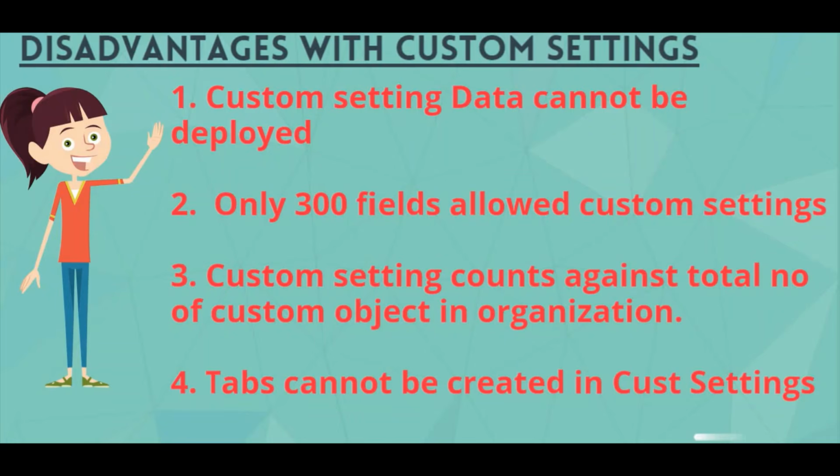And the second disadvantage is that only 300 fields are allowed in custom settings. So you cannot create more than 300 fields in a custom setting. Custom setting counts against the total number of custom objects in the organization. So there is a maximum limit on the creation of custom objects, and custom setting and custom object are the same in terms of custom object count. And the final disadvantage is that tabs cannot be created for custom settings. Like we have the account tab, contacts tab or custom object tabs, we cannot create a custom setting tab. We just need to go to Setup like I have shown you and then see the data inside.